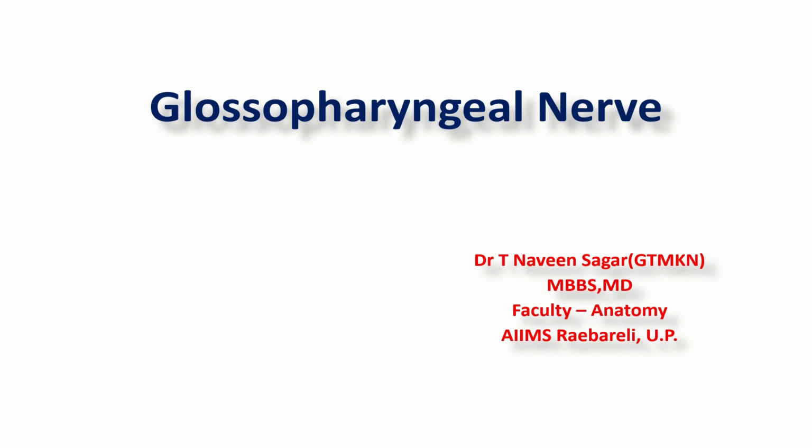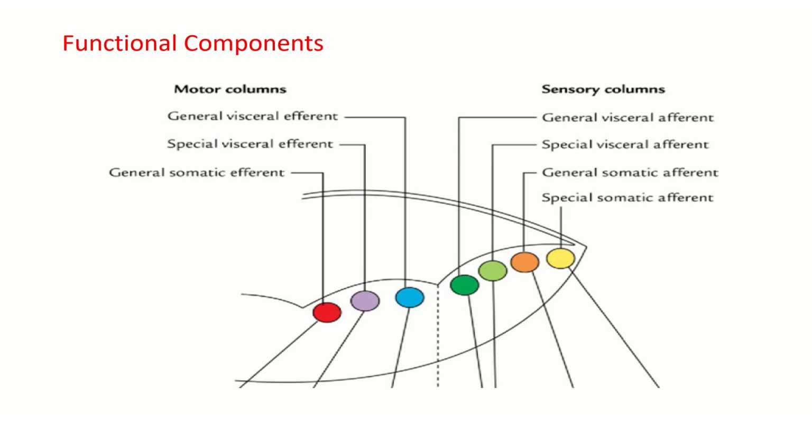So good evening. In this session, we will be studying the glossopharyngeal nerve. If you want to understand the deep nuclear origin of the glossopharyngeal nerve, we'll just revise the functional components of the cranial nerves. Like you can see here, there are 7 functional components. These are the motor and these are the sensory.